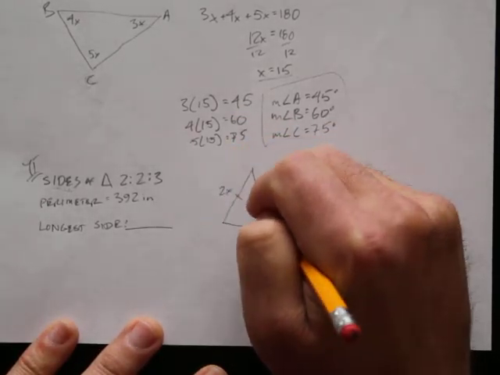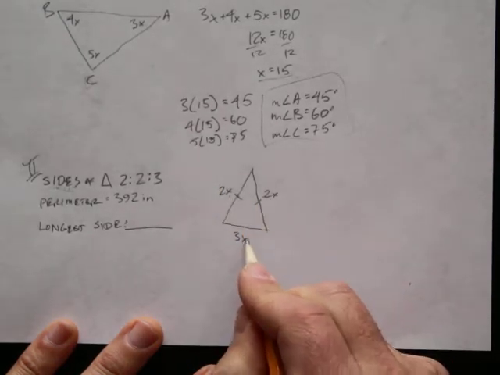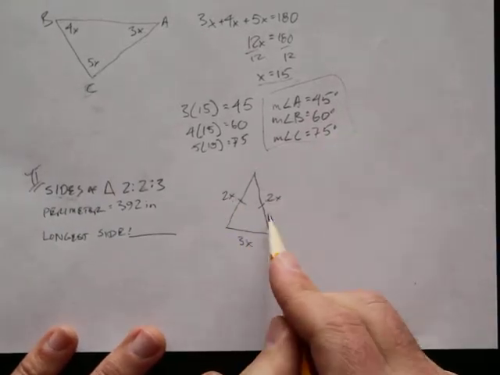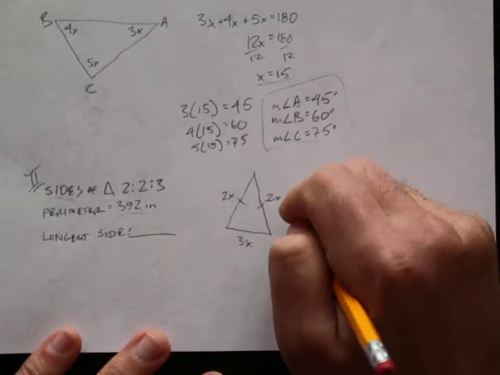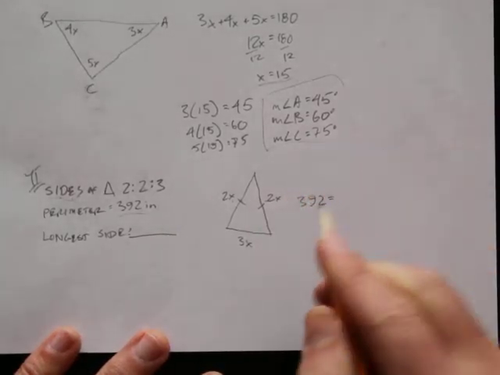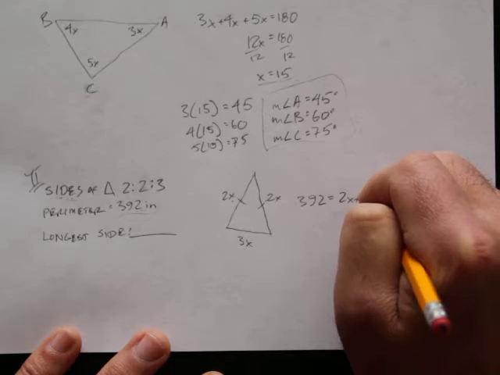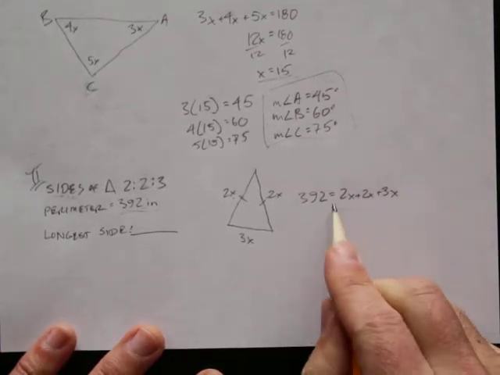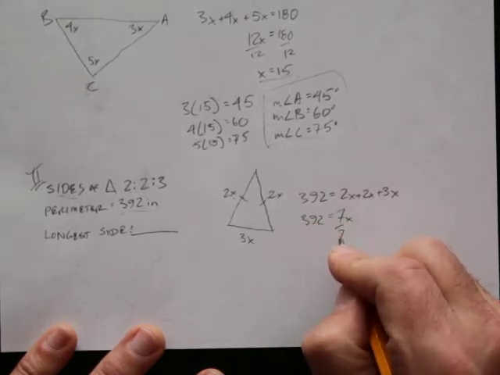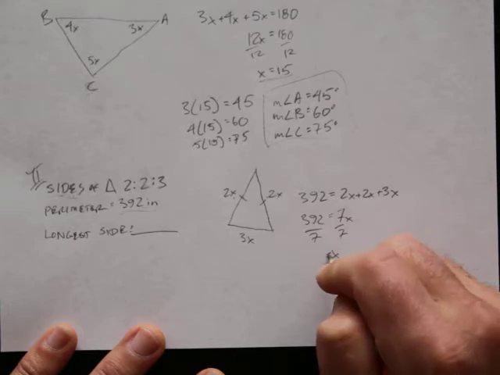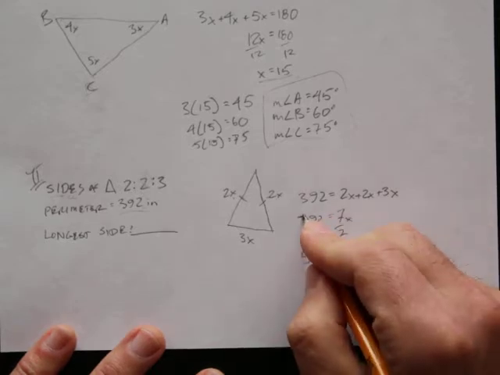So this is 2x and this is 2x. Remember, I'm multiplying each of these by the same number, x, whatever x is, because I'm going to find the equivalent ratio that gets me to this perimeter. So the perimeter is 392, and I'm just going to set that equal to all of these: 2x plus 2x plus 3x. I'm going to add these together, that's 7x, equals 392. Divide both sides by 7, so x equals 56. 392 divided by 7 is 56.